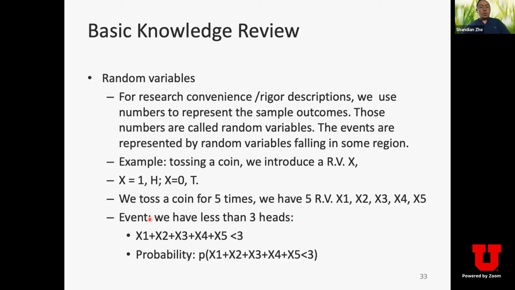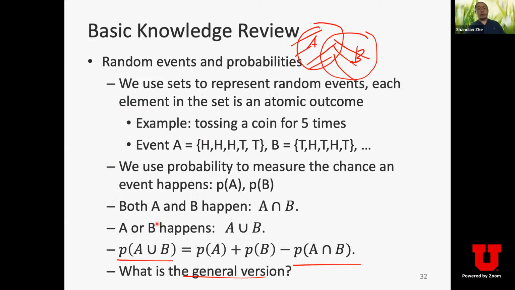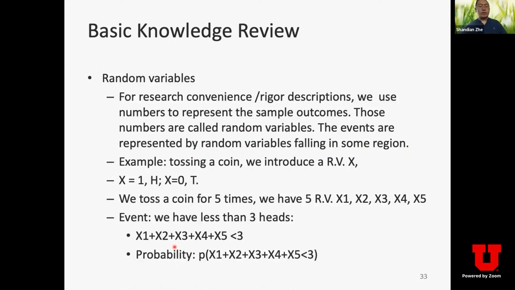So if we want to describe a particular event, like having less than 3 heads, we can use an inequality to represent this event, rather than introducing some set. Remember, we previously used a set to represent one event. But now we can use a mathematical inequality or equality to describe an event, namely the summation of X1 to X5 is less than 3. And then if we want to quantify the probability or chance of that event, we just compute the probability that this inequality holds.